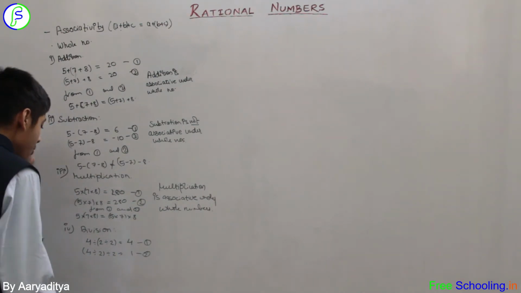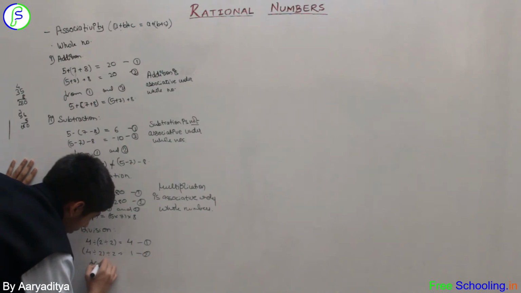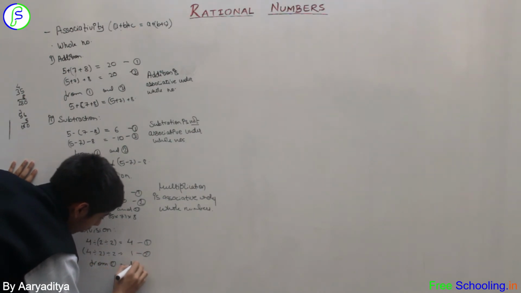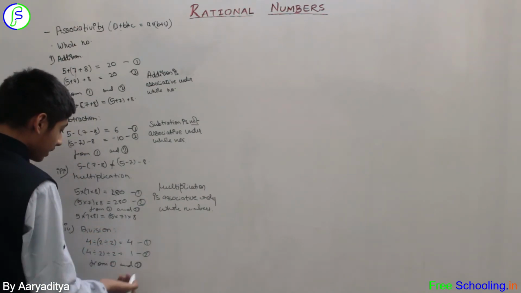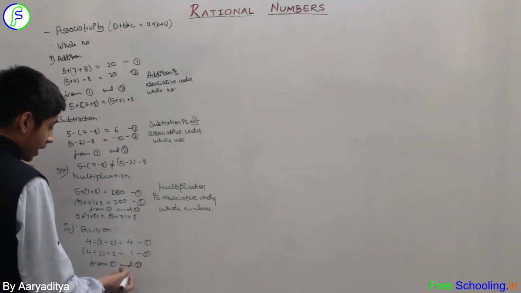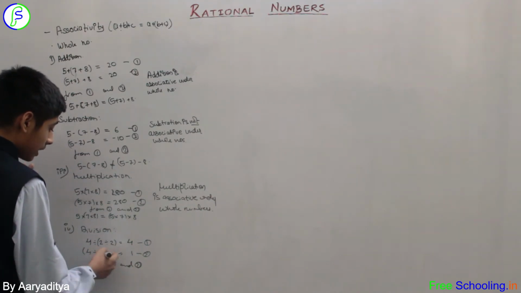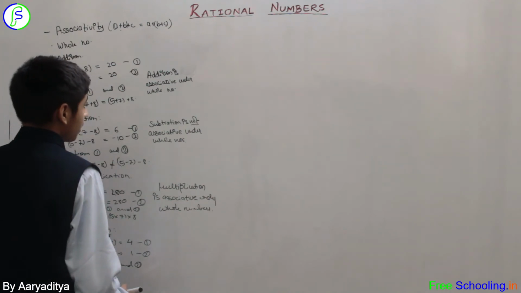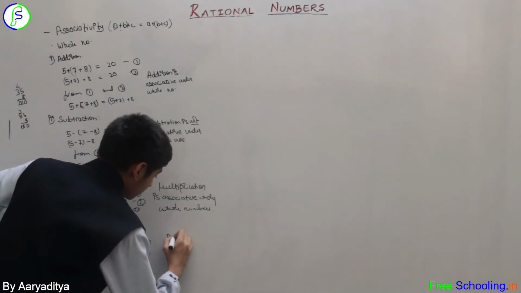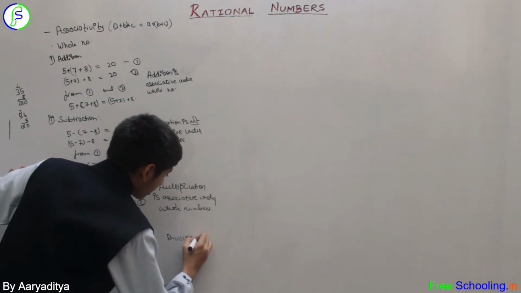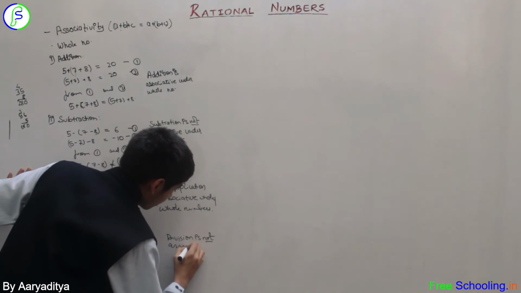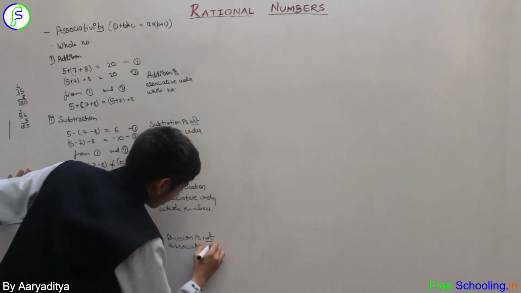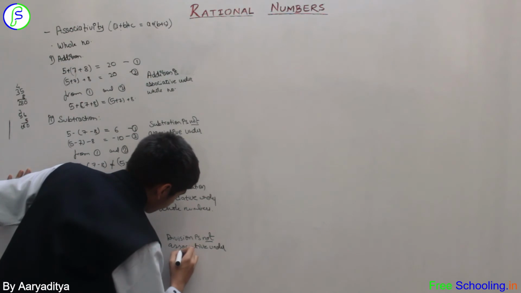So this forms equation number 2, and we can see from 1 and 2 that 4 divided by (2 divided by 2) is not equal to (4 divided by 2) divided by 2. Okay, so again the statement: division is not associative under whole numbers.